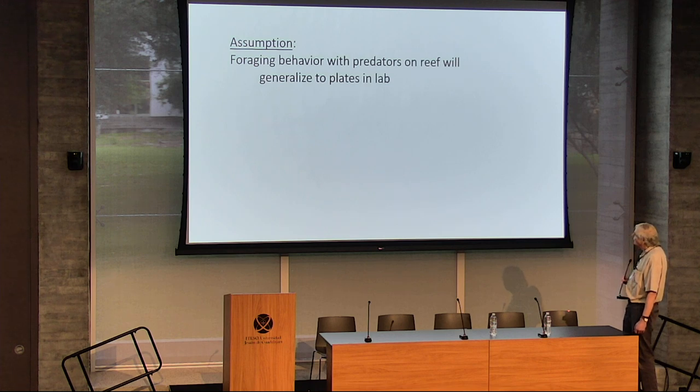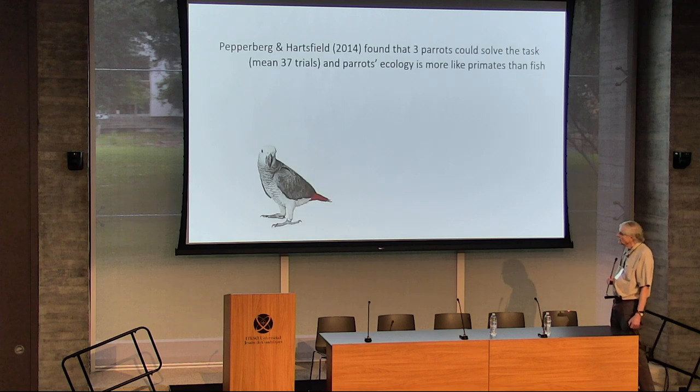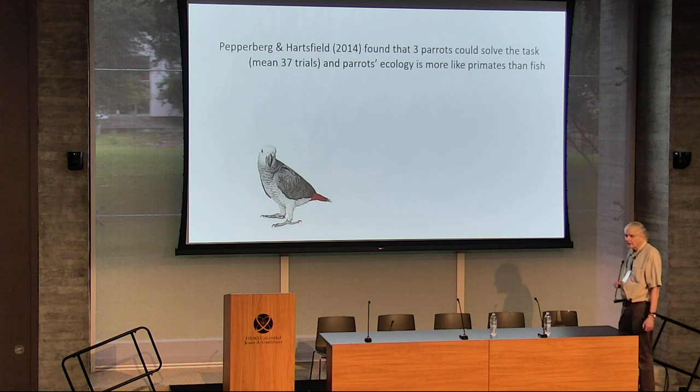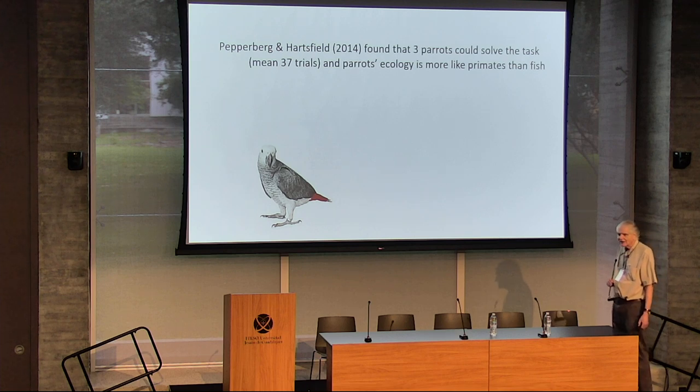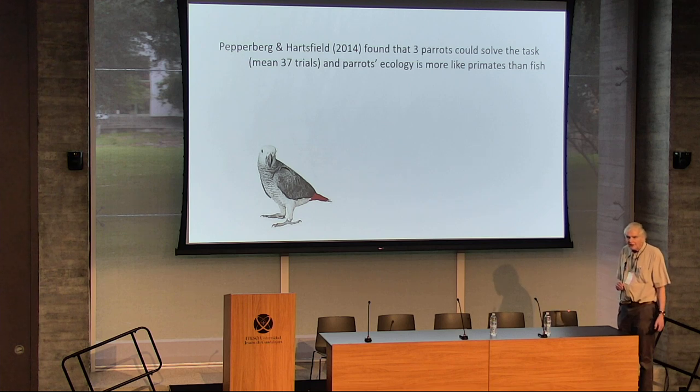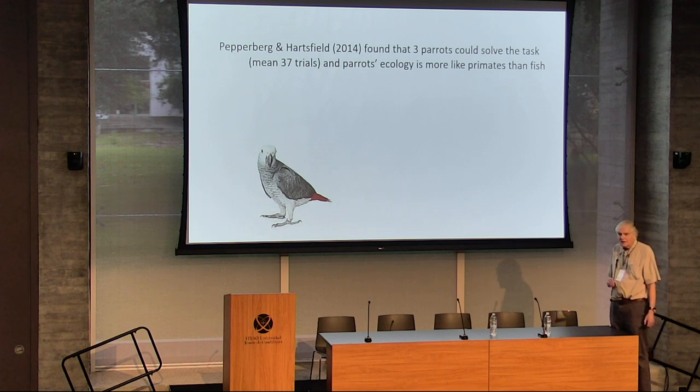So foraging behavior with predators on the reef will generalize to plates in the lab. And is optimal, is it unique to species like wrasse? And Pepperberg, Irene Pepperberg, some of you may know of her work with Alex and other parrots. She did the experiment with parrots and found that they learn it as quickly as the fish do. And now we have an additional dilemma because not only do we have another species that does as well as the fish, but in many ways they live in a habitat that's quite similar to that of the primates. In fact, they forage for nuts and berries very much like several of the primate species.